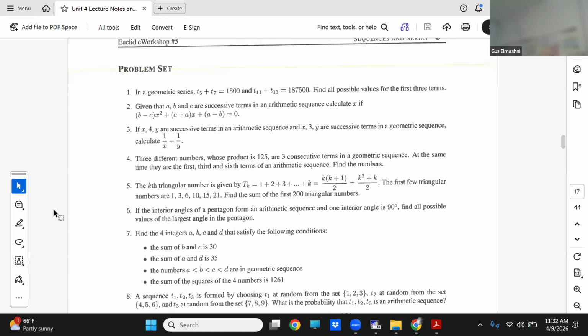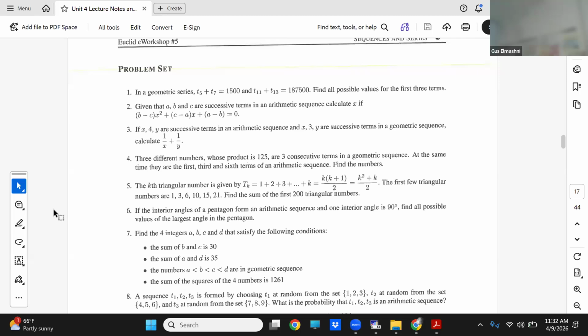Well, can you get more? Yeah, create more equations. 100%. I'm with you 100% on that. That's a brilliant idea. Would you guys agree with that? Because if you have T5 and T7, how many times do you multiply by R? Twice. Would you agree with this? Okay. I'd agree with that. And you're asked to find all possible values for the first 3 terms.